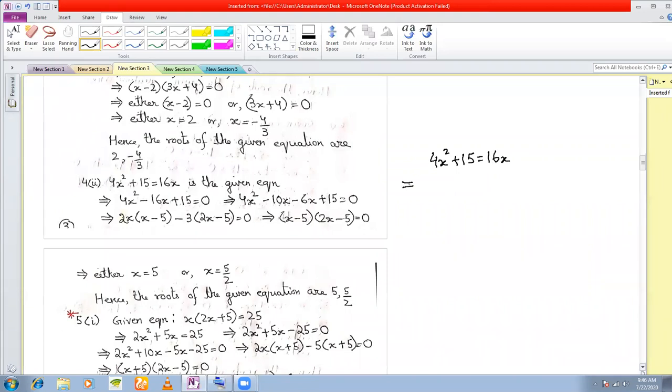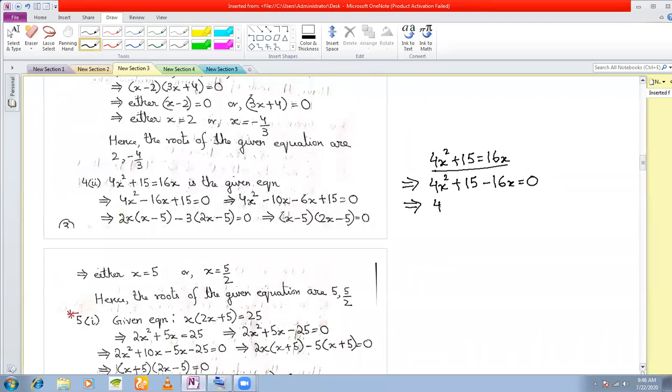Okay, first we write it in the form ax square plus bx plus c, which it is not in right now. So we write it in the form ax square plus bx plus c is equal to 0 by taking all the terms to the left hand side. So I write 4x square plus 15 minus 16x is equal to 0. Okay, so I make the right hand side 0.